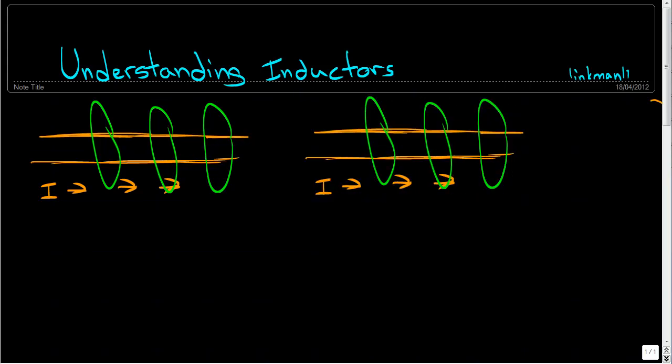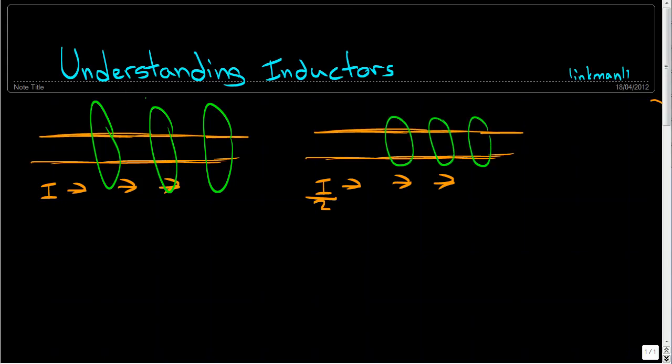What happens if we have half of the current? So let's say we decrease the amount of electricity flowing through this wire, we get half the current. What happens to these magnetic field lines? Well, they still exist, but they're a lot smaller. We cut the current in half, we cut these magnetic field lines in half.